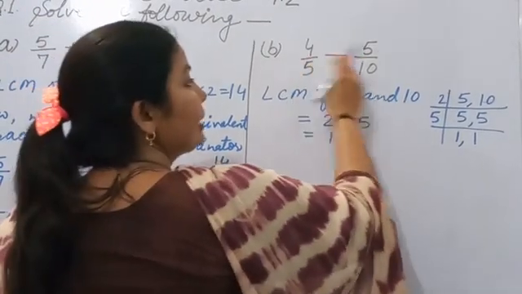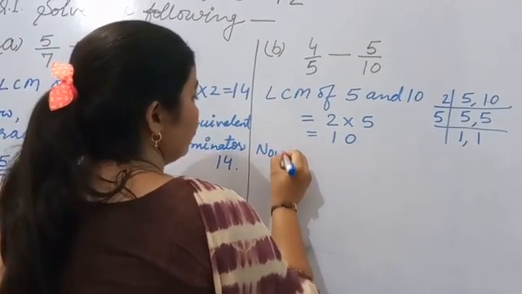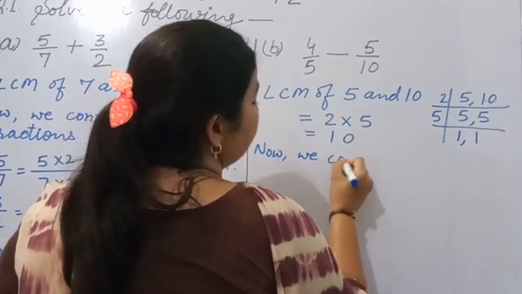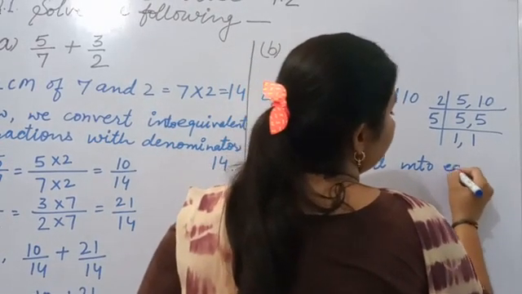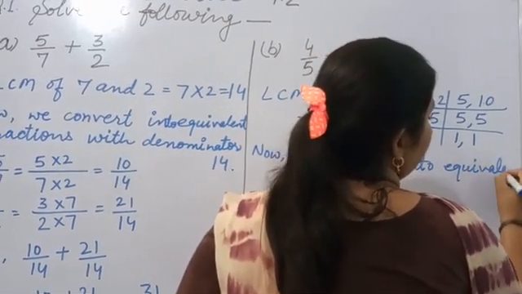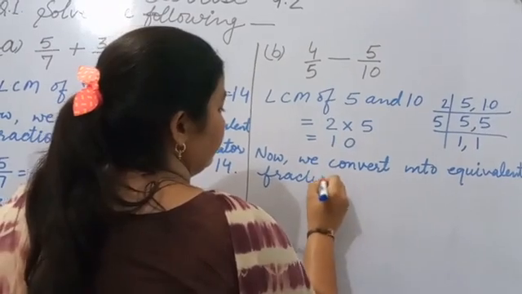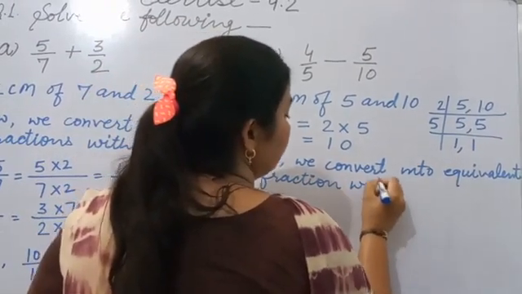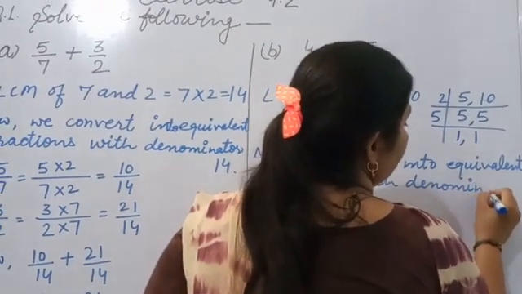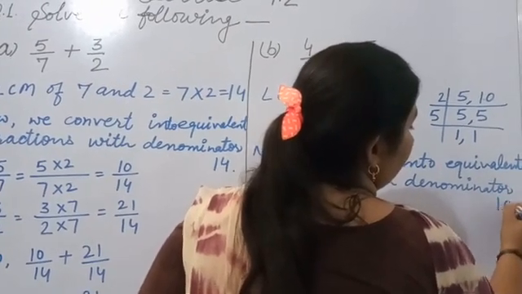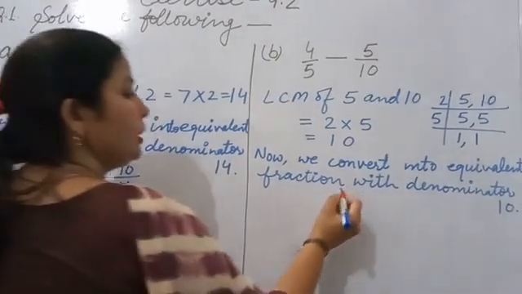That means we convert both denominators into 10. So now we convert into equivalent fractions with denominator 10. अब हमें डिनोमिनेटर क्या बनाना है 10.